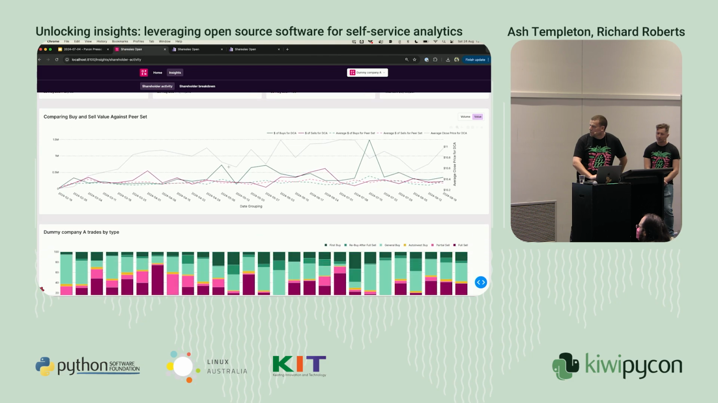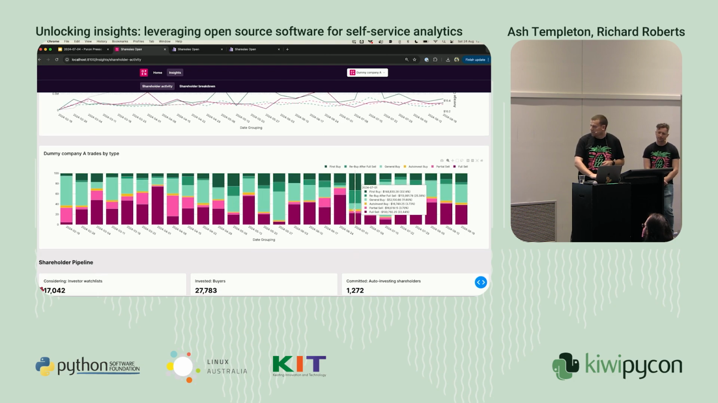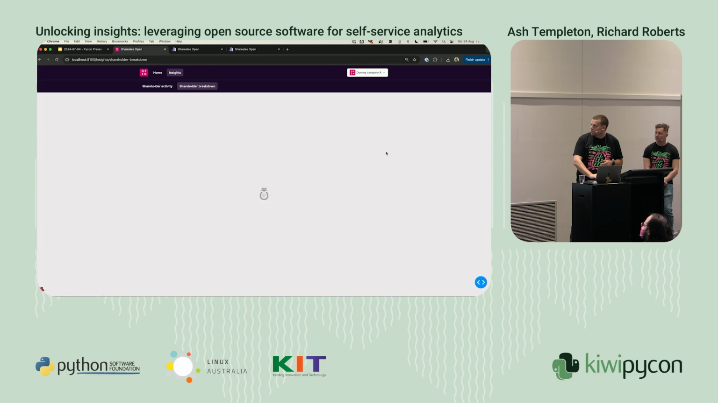Just quickly flip back to monthly. Weekly. We're also able to show some nice looking 100% stacked bar charts. So you can see over time, are people buying for the first time? Are they selling everything? Are they auto investing every week or month or fortnight? That kind of thing. And then looking at the shareholder breakdown as well.